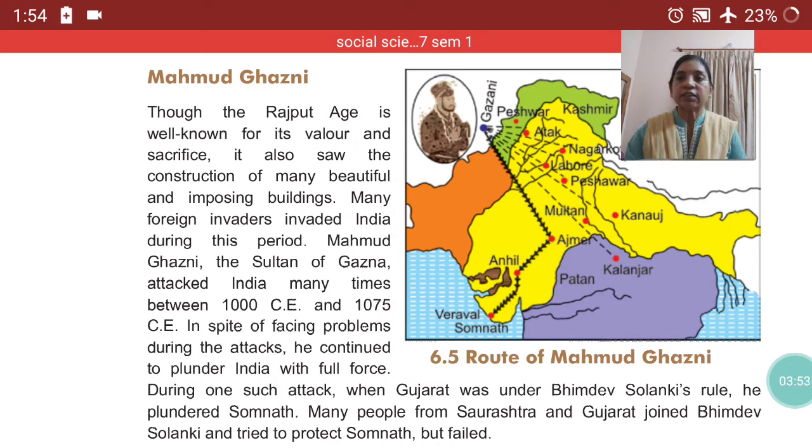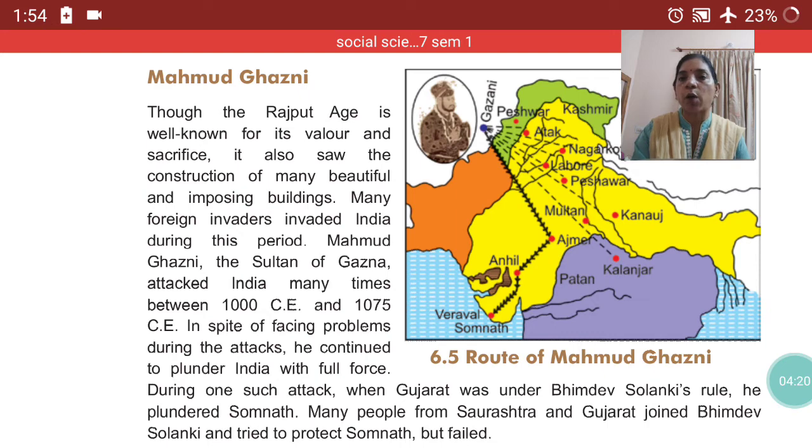So, let us see. Though the Rajput age is well known for its valor and sacrifice, it also saw the construction of many beautiful and imposing buildings. Many foreign invaders invaded India during this period. Muhammad Ghazni, the Sultan of Ghazna, attacked India many times between 1000 CE and 1075 CE.